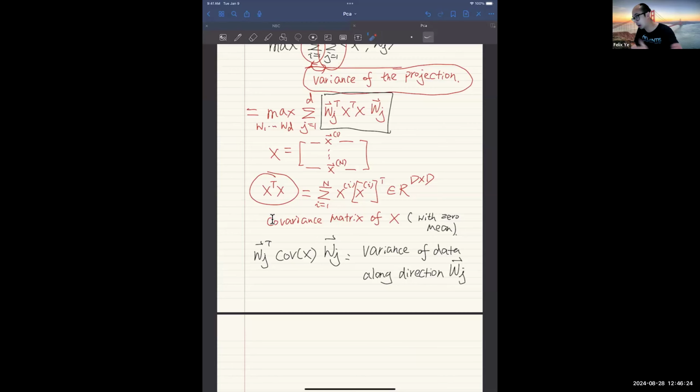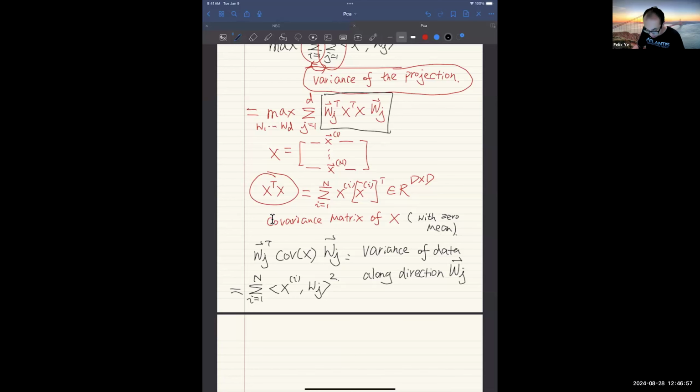So you basically project all the data onto the direction of wj and calculate the variance. If we actually calculate this mathematically, this is nothing but the sum over i from 1 to n of the inner product of my x of i and wj, then squared. So this is basically the variance of the data along the direction of wj.